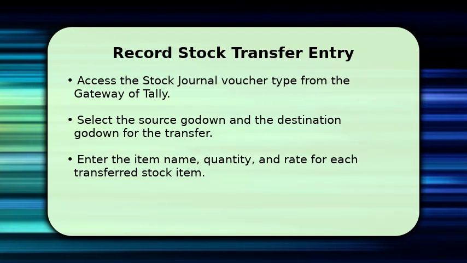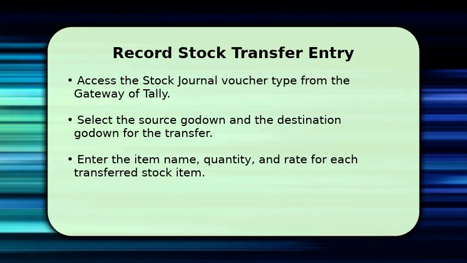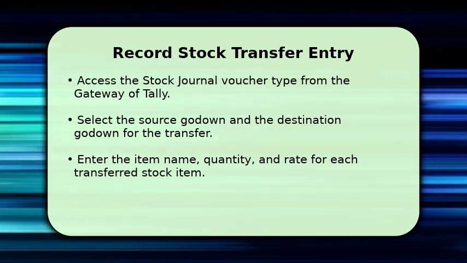From the gateway of Tally, go to Vouchers and select Stock Journal. On the left side, under Source Consumption, choose the godown from which stock is moving out. On the right, under Destination Production, select the godown where stock is moving in.